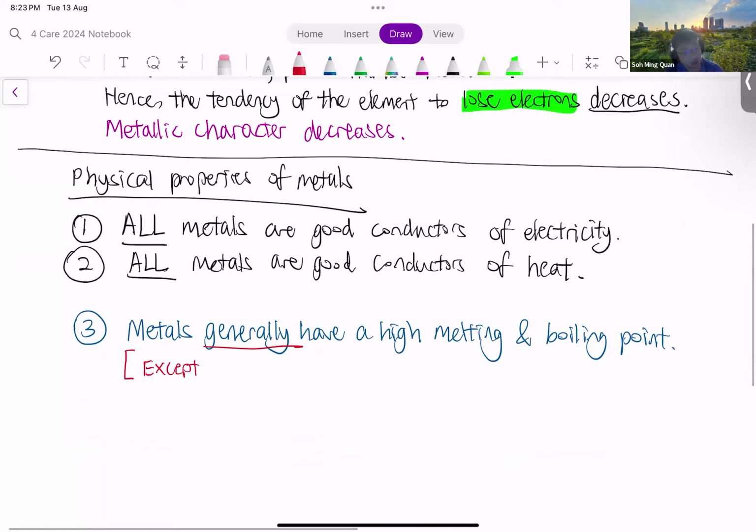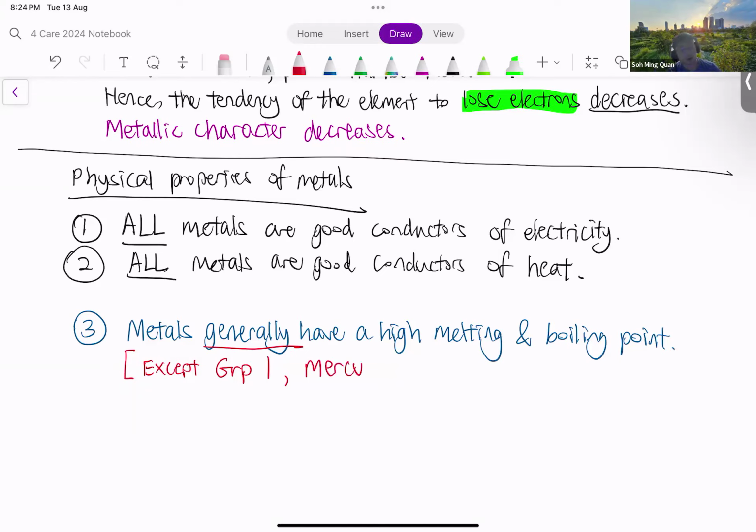The exceptions are group 1. So your group 1 metals, sodium, potassium. Sodium and potassium have a relatively low melting point. Take, for example, potassium. Potassium melts at 63 degrees Celsius. This means that I just need to warm potassium up slightly, it will melt. Compare that to iron. Iron melts at over 1,500 degrees Celsius. So iron has a much, much higher melting point compared to potassium metal.